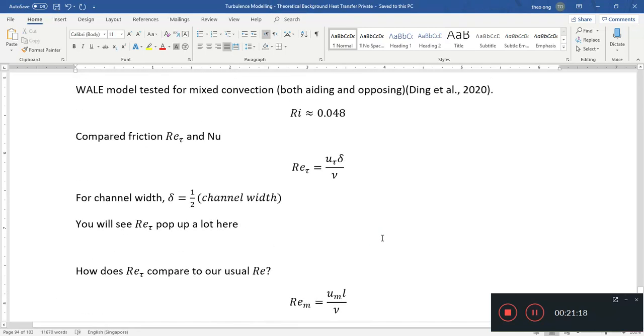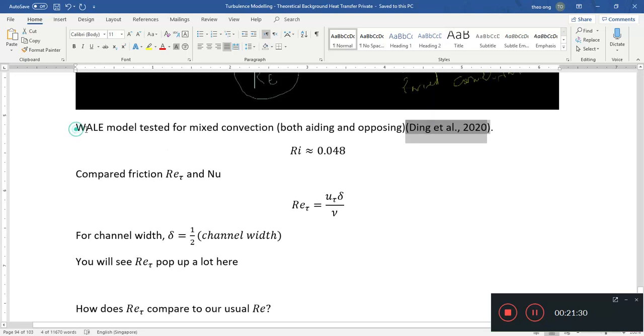So let's stop here. I'll elaborate more on the friction Reynolds number in the next video, and I'll go through some of the results of this paper where they tested the Yeoh model for mixed convection of air, compared against DNS data. I'll stop for now.